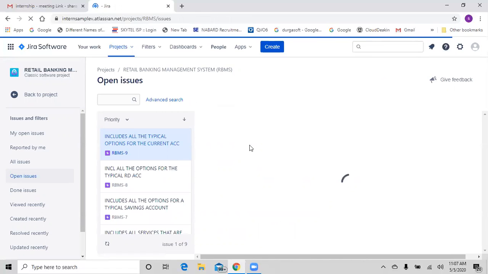We have 9 open issues. Possibly these 9 are epics, I guess, right? Yes. Done issues. Click on done issues.